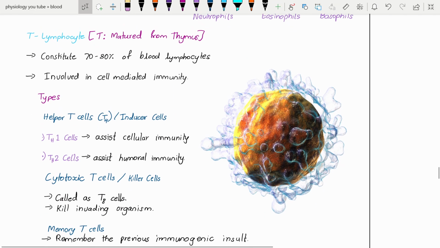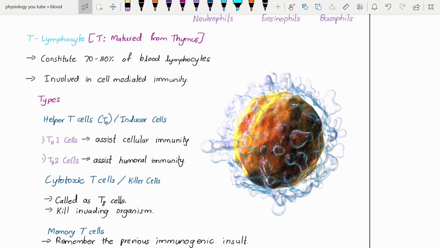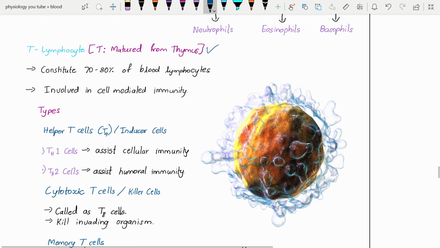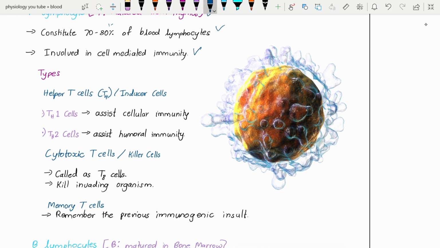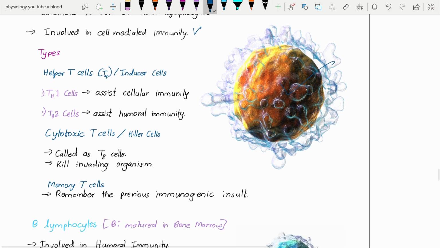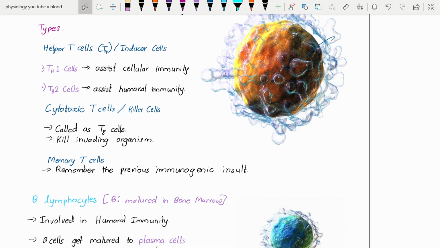First we will study the T lymphocytes. Here T refers to the fact that they mature in the thymus, and they constitute around 70 to 80% of the total blood lymphocytes. These are involved in cell mediated immunity. You can see the T lymphocyte here, and there are different types of T cells. Helper T cells, or T4, or the inducer cells.